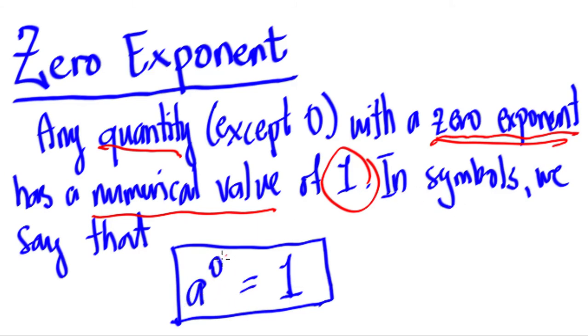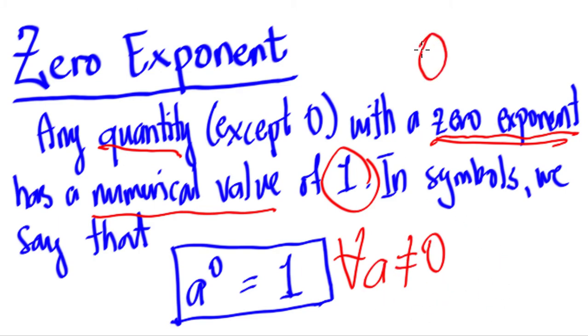So in symbols, we have a raised to 0 is equal to 1 for all a which is not equal to 0. I forgot to put that. So what does it mean? Meaning any a here, imagine any a, anything at all, may it be a variable, may it be a quantity, may it be an integer, anything at all raised to 0 is going to give us what? Anything except 0. Except 0.